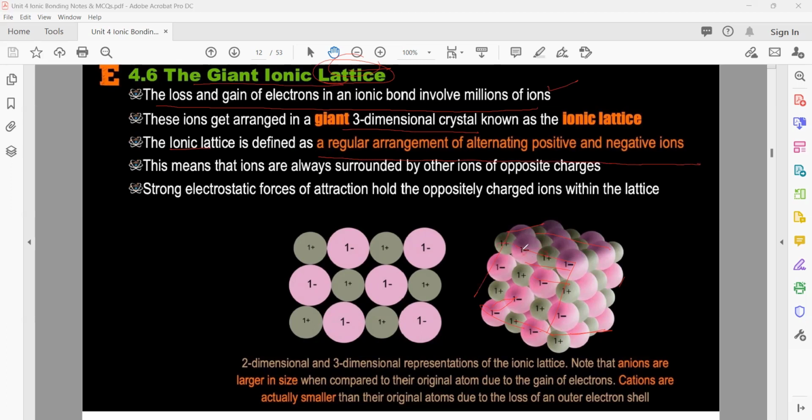Because here positive, negative, positive, negative. This means that ions are always surrounded by other ions of opposite charges. Strong electrostatic forces of attraction hold oppositely charged ions in the lattice. So this is the structure of ionic bonding or ionic compounds.